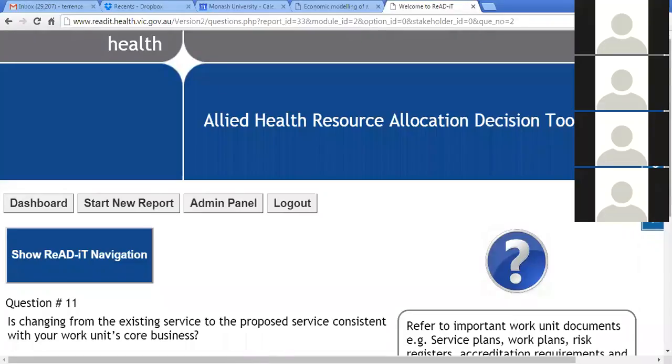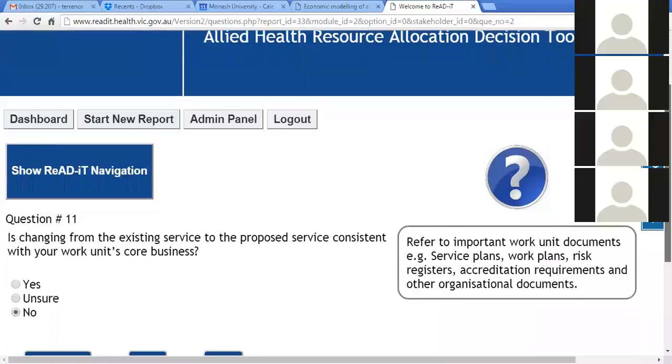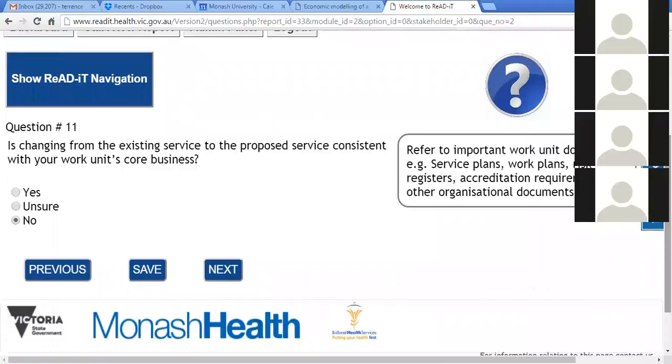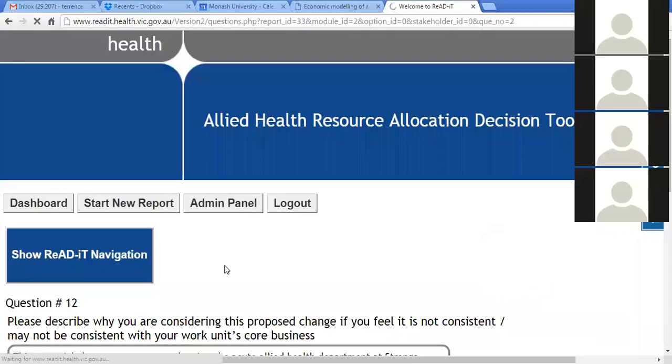Now, the next question though is slightly different. It asks about the work unit. Now, the work units involved in this particular decision are multiple. There is a work unit that might be providing the falls prevention service, and then there's another work unit providing the acute service. So I've said no here. This decision, if we take services from one area to another, isn't consistent with the work unit's core business for all the work units involved.